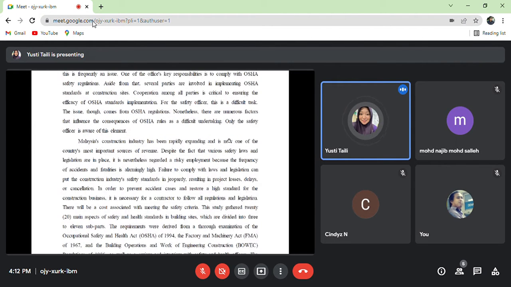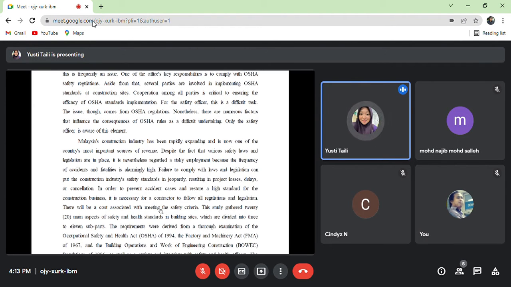The Malaysian construction industry has been rapidly expanding and is now one of the country's most important sources of revenue. Despite the fact that various safety laws and legislation are in place, it is nevertheless regarded as risky employment because the frequency of accidents and fatalities is alarmingly high. Failure to comply with law and legislation can put the construction industry's safety standard in jeopardy, resulting in project losses, delay or cancellation. In order to prevent accident cases and restore a high standard for the construction business, it is necessary for a contractor to follow all regulation and legislation.